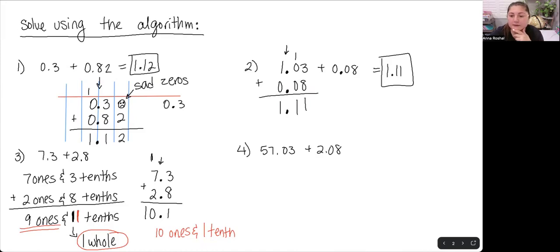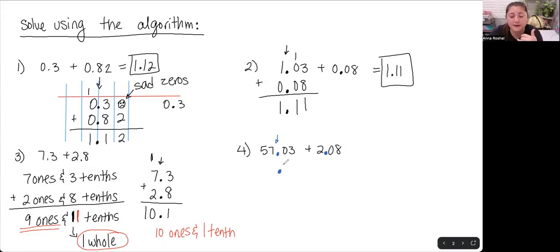Okay, let's go in and let's do that last one. Let me just change my ink color. Okay, so I know I have a decimal point here and I have a decimal point here. I'm going to go in straight with that decimal point right underneath so that I can change whatever I need to change, move around different things. If I need to add some more sad zeros, I can do that. But at least I know my decimal points are one above the other.